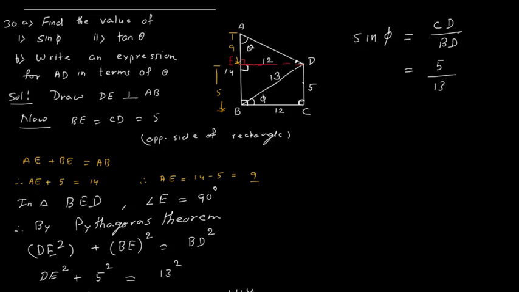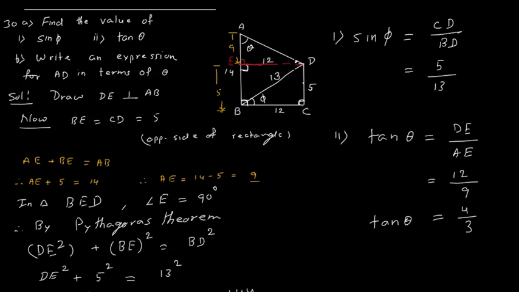Then I have to find tan theta. This is the first problem; second, I have to find tan theta. So tan theta is opposite, which is DE, upon adjacent, which is AE. So tan theta is 12 upon 9, which equals 4 upon 3, since 3 fours are 12 and 3 threes are 9. So the value of tan theta is 4 upon 3.